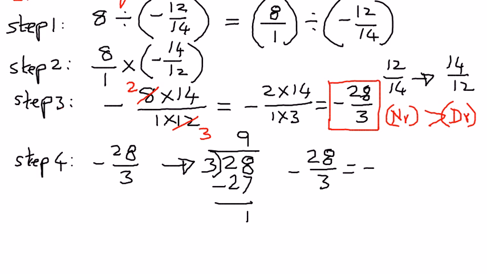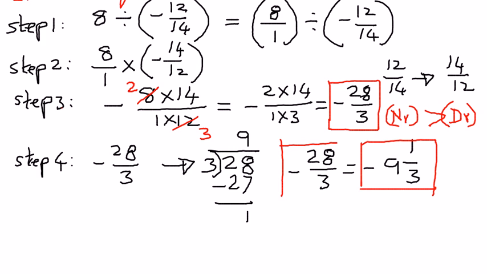9 and 1 over 3, like that. So 9 and 1 over 3 is in its mixed number format. Negative 28 over 3 is in its improper fraction format, and therefore when we want to find the coefficient between the number 8 and the fraction negative 12 over 14, this is how we can simplify that.